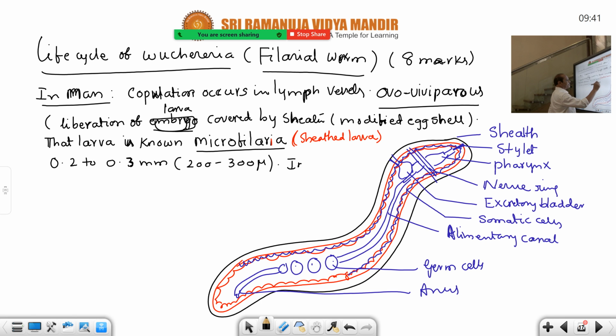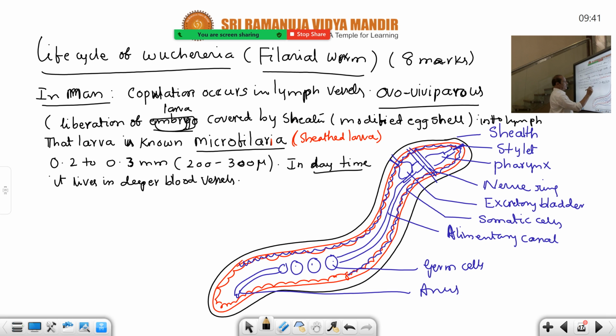So in daytime, it lives in the deeper blood vessels. Microfilaria larva lives in deeper blood vessels. The larvae covered by the sheath are liberated into lymph, because it lives in the lymph vessels. Along with lymph circulation, because the stylet helps a lot, with the help of the stylet it moves towards the blood vessels. So it lives in deeper blood vessels in daytime. Daytime should be added: in deeper and deepest blood vessels in daytime.